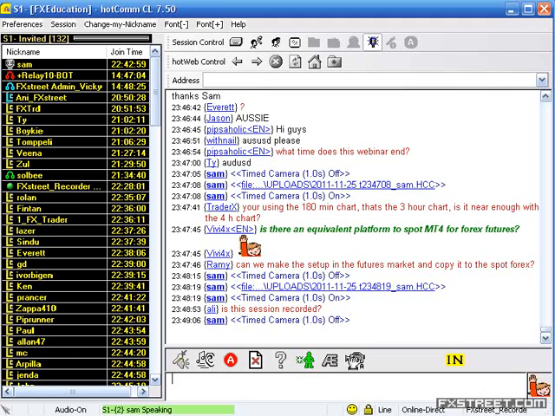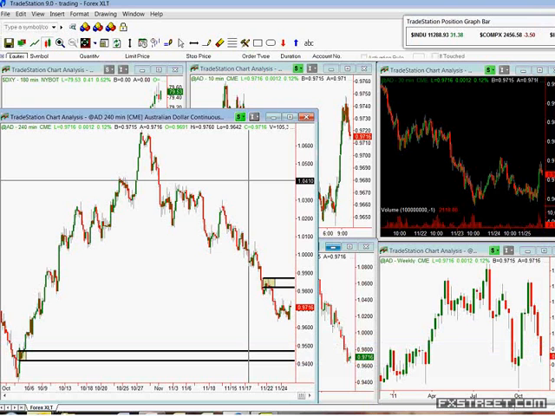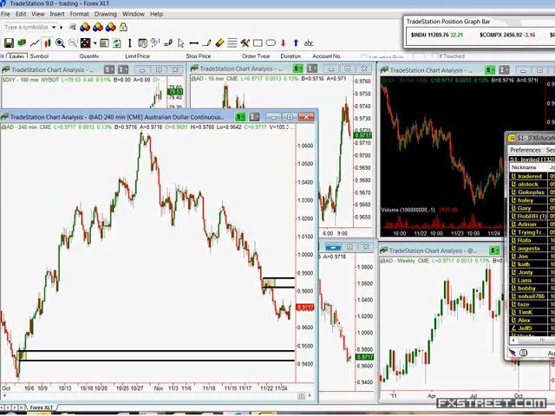Let me take another picture. The Aussie is a great market to trade. So this one is $10 a tick, not $12.50 like the others. There you go. So we've got a level sitting just above. Here's a supply level.